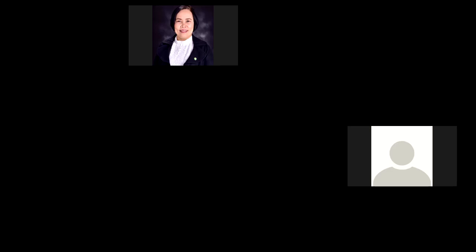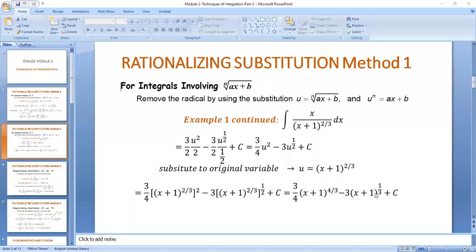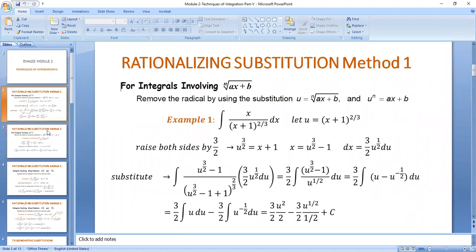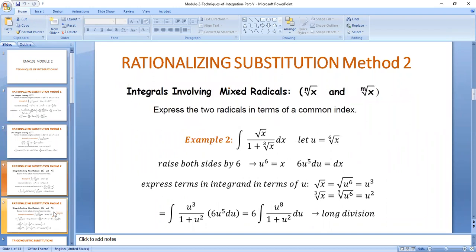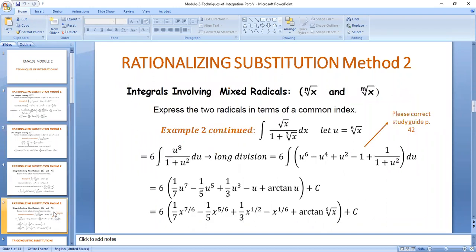So we are on the topic of rationalizing substitution. I hope you can see my slide now. And we have covered the first two methods.